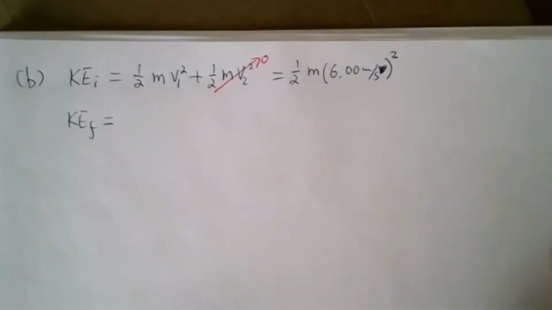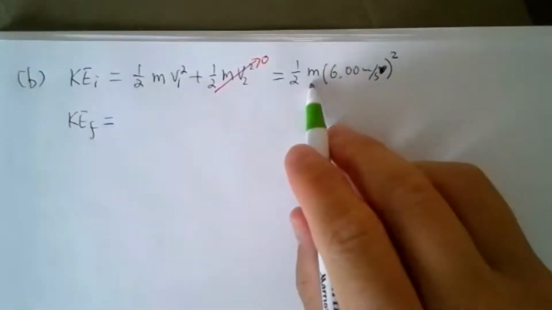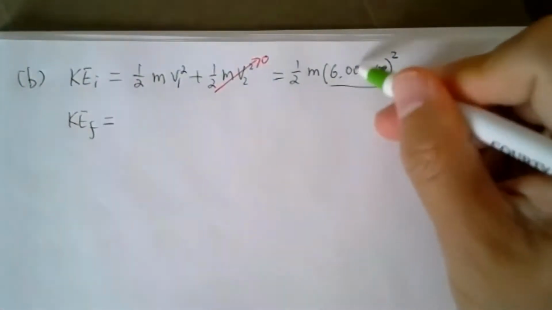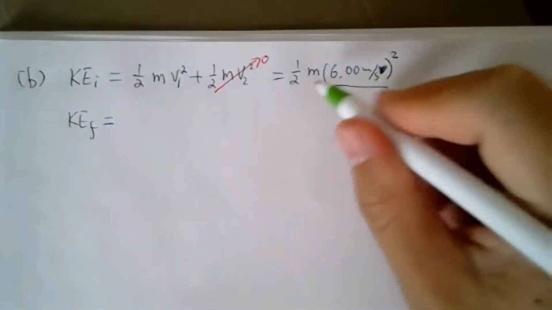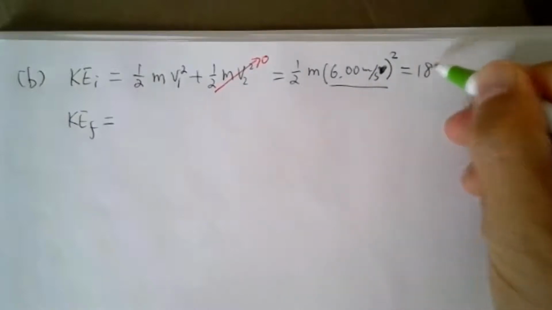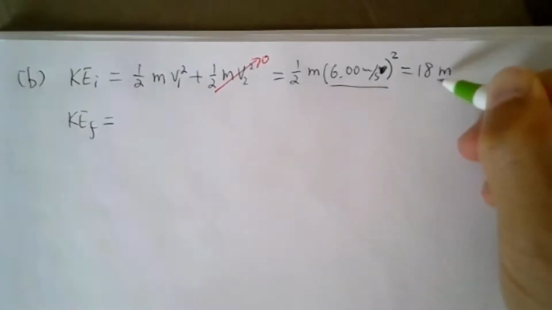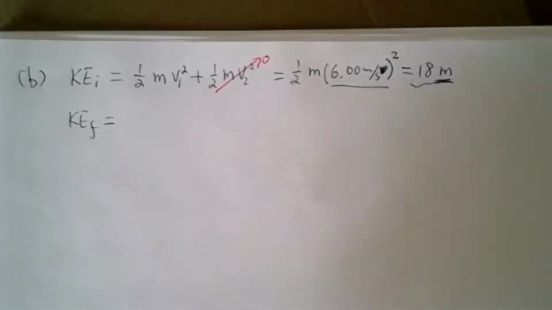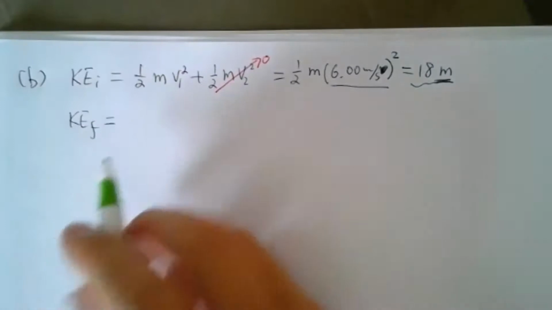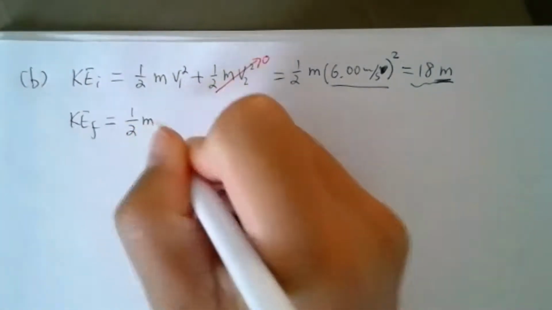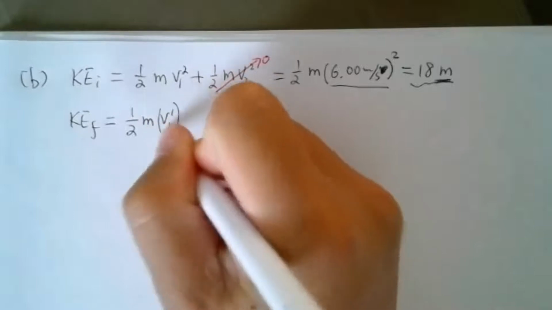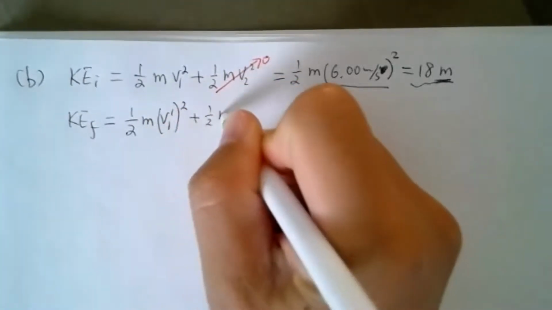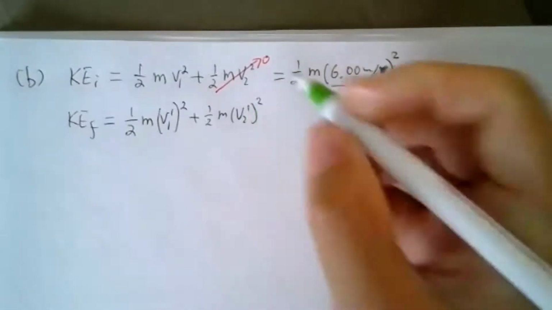Now, the mass is not given, so you will just express the kinetic energy in terms of the mass times the numbers. So 6 squared is 36, and then 1/2 of that gives you 18. So you can just write down 18 times the mass. Keep in mind this is mass. We'll just leave it there because the mass is not given. Now, that's your initial kinetic energy. The final kinetic energy should be 1/2 mass times v1 prime, the final speed, squared, plus 1/2 m v2 prime.